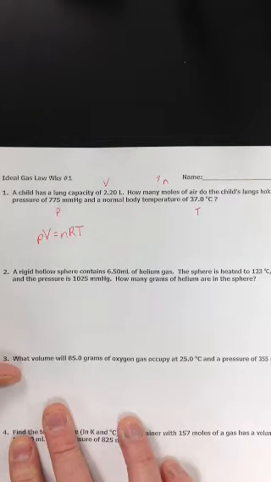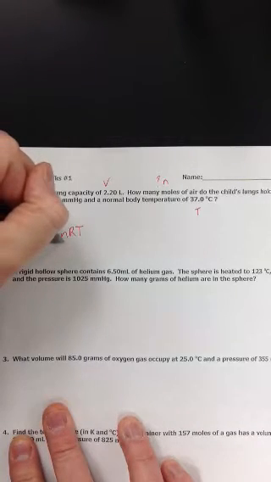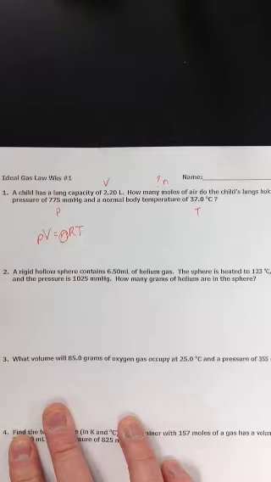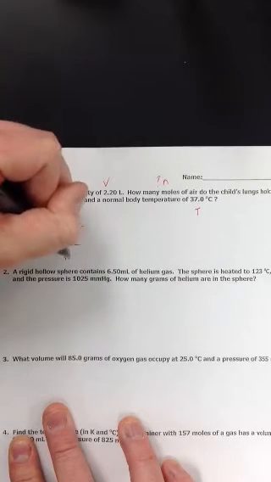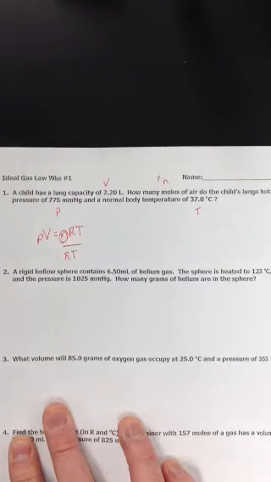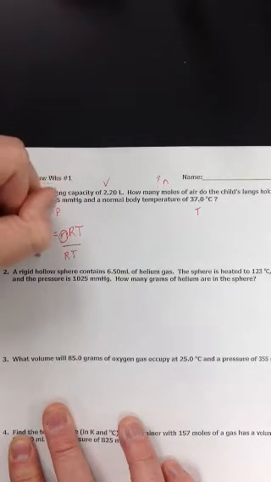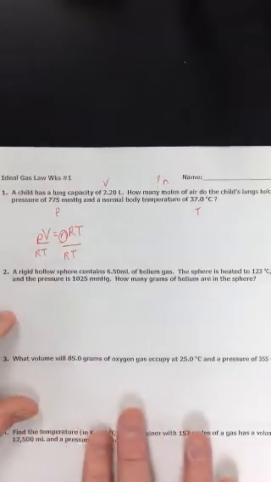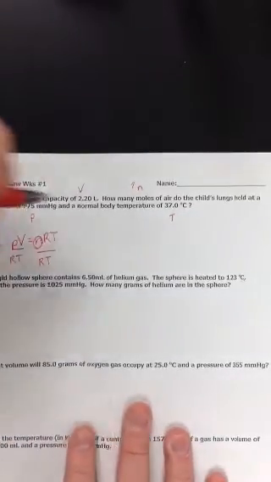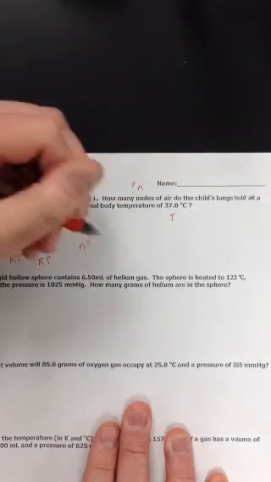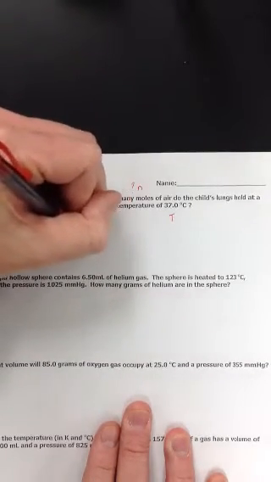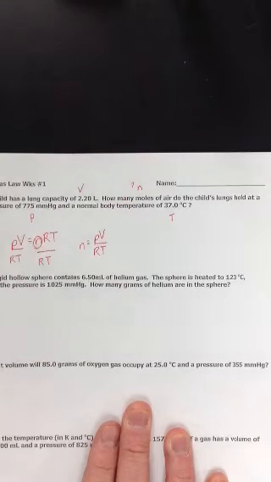What I like to do with this particular gas law is, if we're solving for N, which we are in this case, I want to isolate N. So get N by itself. To get N by itself, we would divide both sides by RT. So let me rewrite that so it looks a little bit better. But N would equal PV divided by RT.